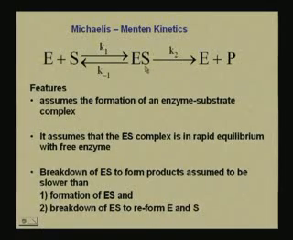Okay, so what we assume here is that the breakdown of ES to actually form the products is slower than the formation of ES and also slower than the breakdown of ES to reform E and S. So what are we saying here? We are saying that both K minus 1 and K2 are small. Because the breakdown of ES to form the products is slow, and to go back to form the enzyme and the substrate again is also a slow process.